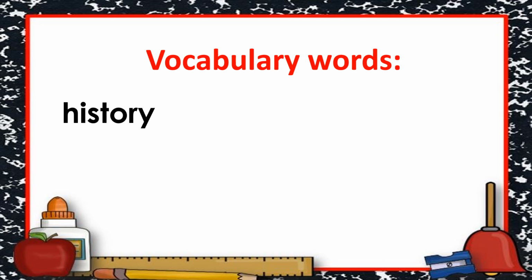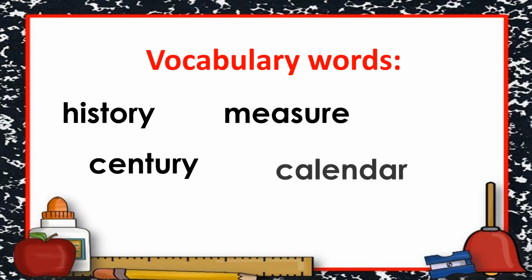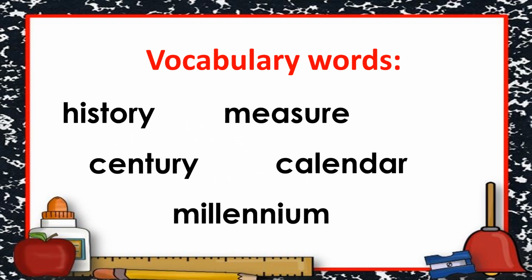History. Again, history. Next is measure. Again, please, measure. Next, century. One more time, century. Calendar. Again, calendar. And the last word is millennium. One more time, please. Millennium.